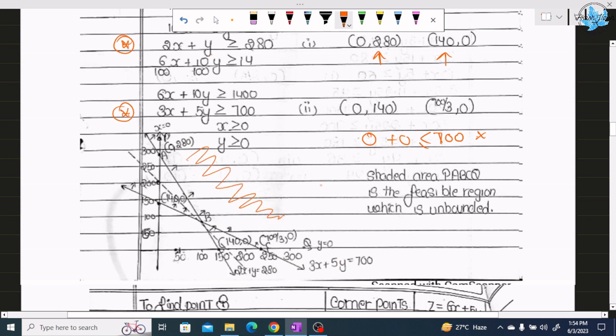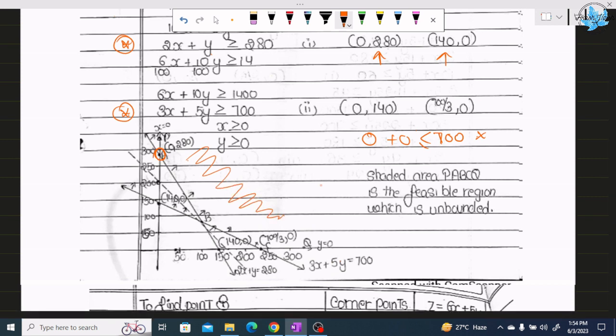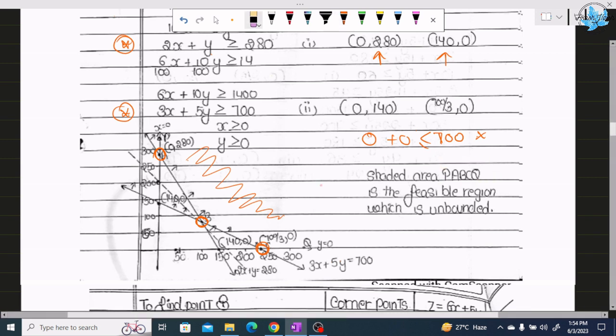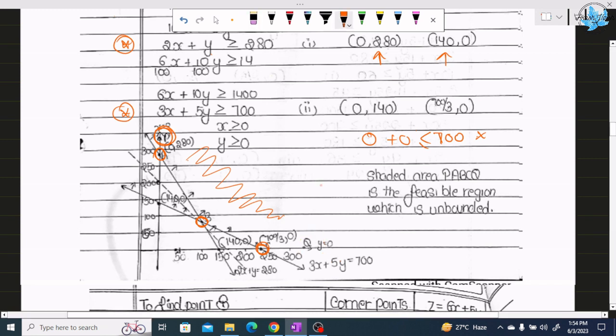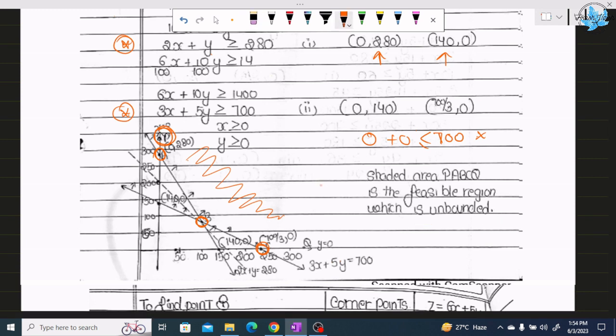Now what are the corner points of the graph? A, B is the intersecting point, and C is the intercept point on the x-axis. So from here you can see this area PABCQ. P is the endpoint on the y-axis and Q is the endpoint on the x-axis. So it is a feasible region. It means the solution will lie over here, but which type is it? It is of the unbounded type, which means it has no boundary. So that's why we have to write that it is unbounded.